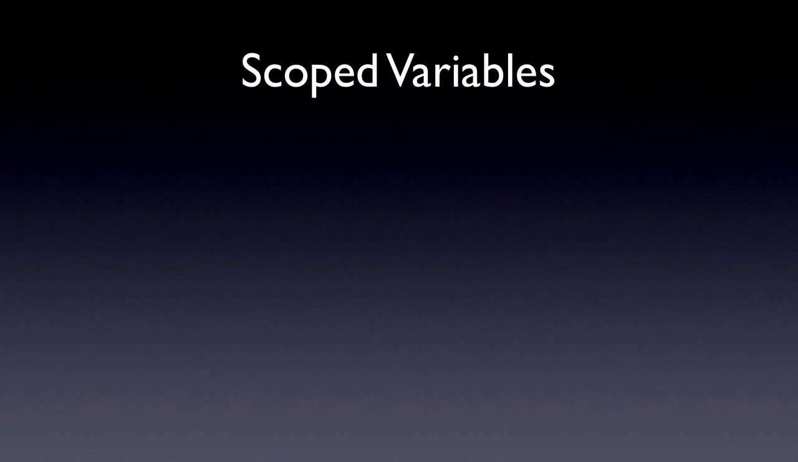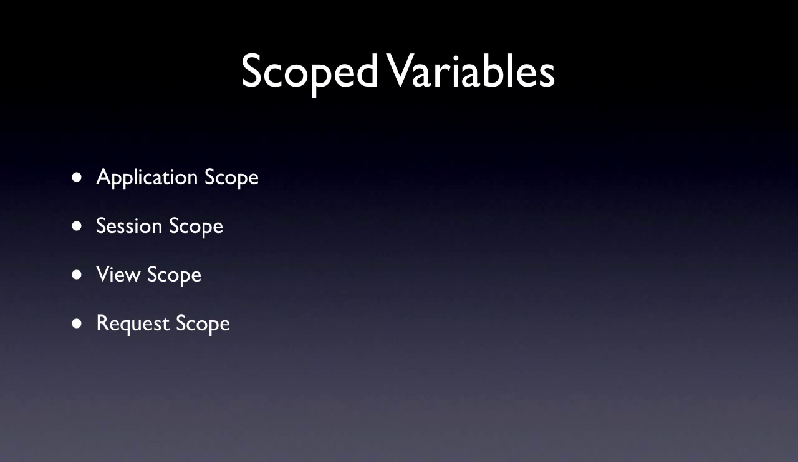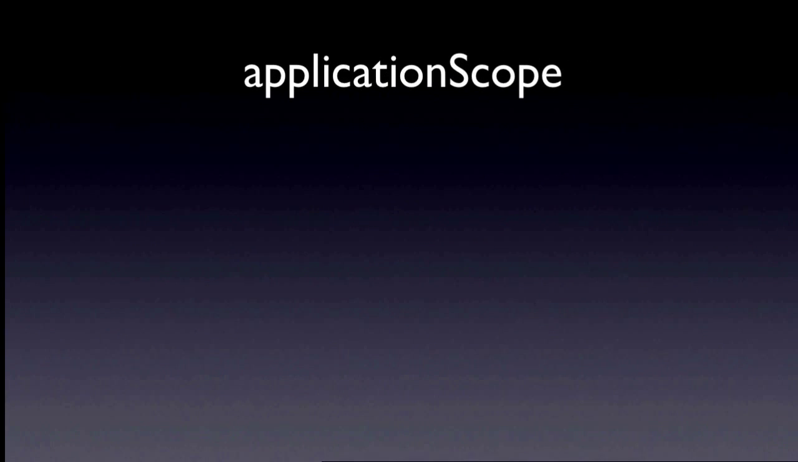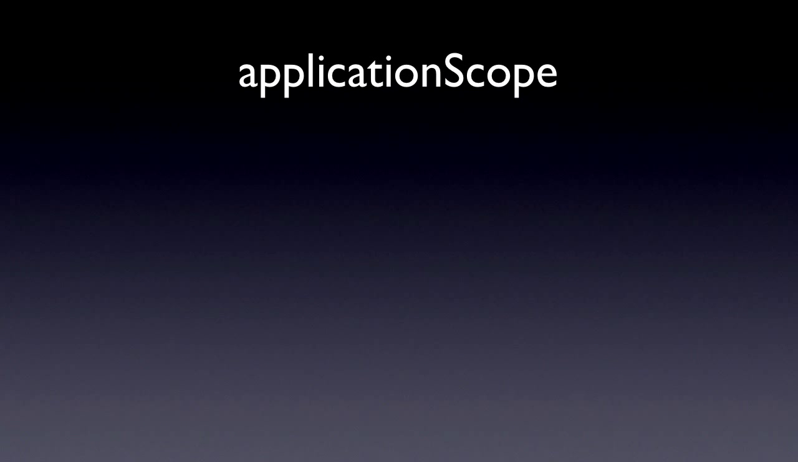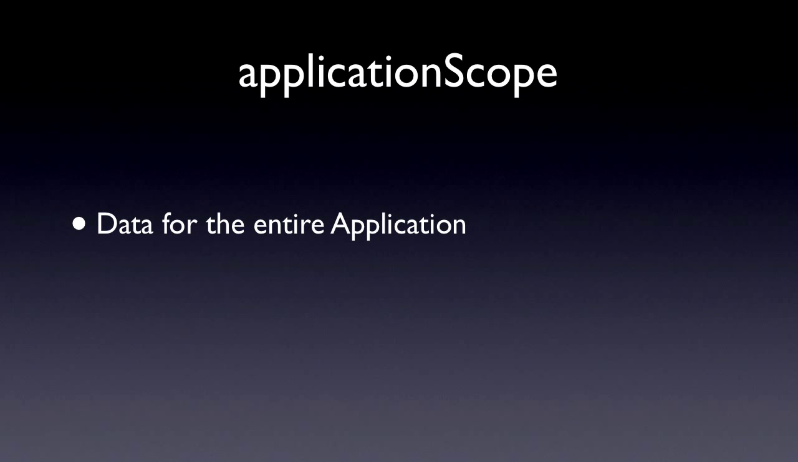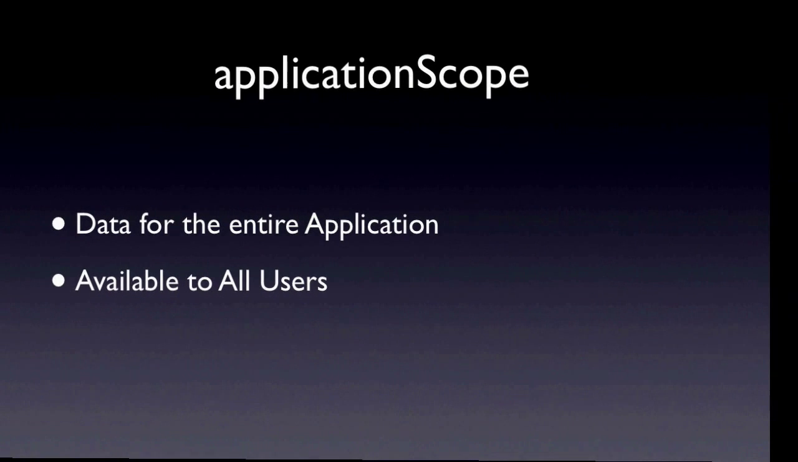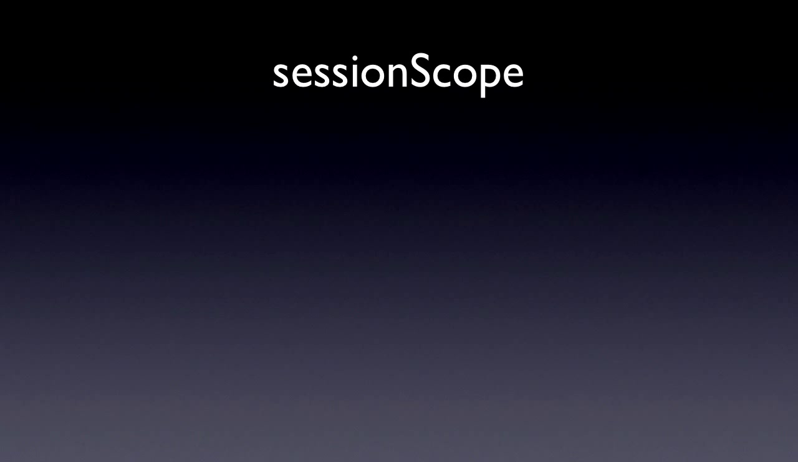Okay, so the topic today is scoped variables. There are four scopes to these variables: application, session, view, and request. Application scope. Now notice how I've written this here. This is how you would type it in JavaScript, with a capital S. That is kind of important. This data has a lifespan of the entire application, and it's available to all users. So think configuration settings, things you might get from a profile document.